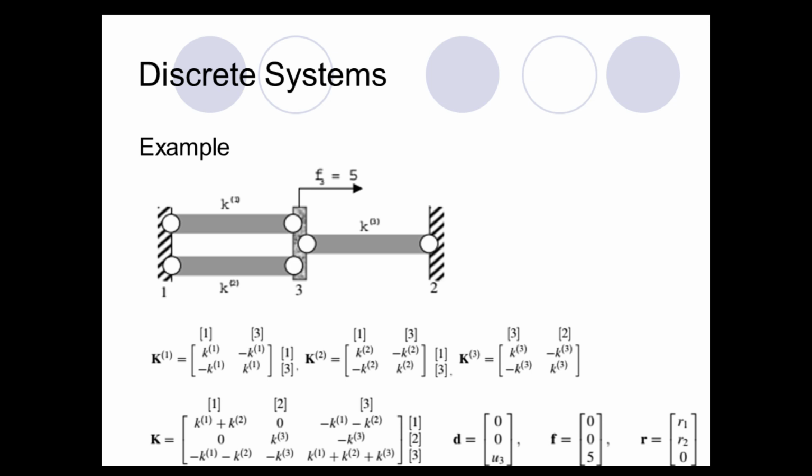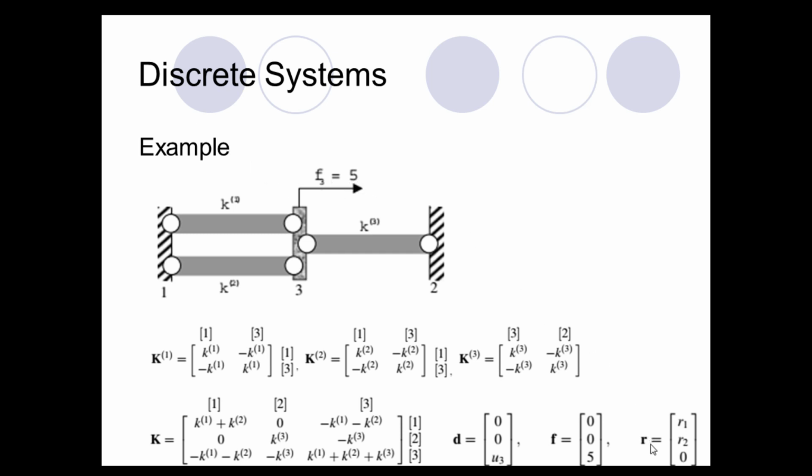nodal displacements. Of course, value at node 1 and node 2 is 0. It's fixed to the wall. Okay. We have only free node at node 3. That's also okay. Let's look at the external forces. So external forces are 0 for node 1 and node 2, but it's 5 for node 3. We have value of 5 here, you see.